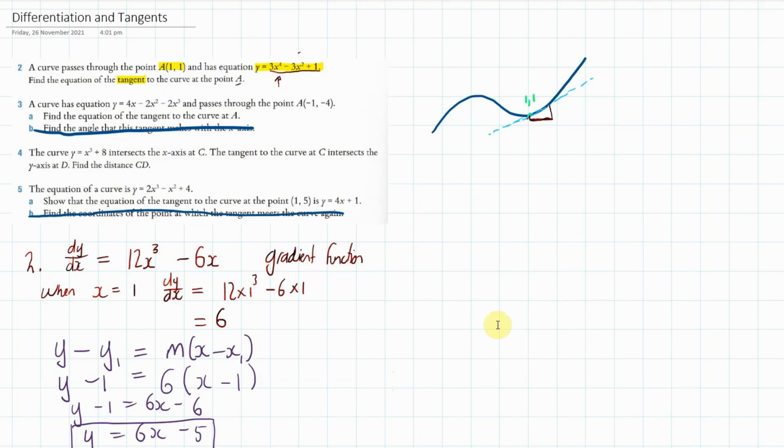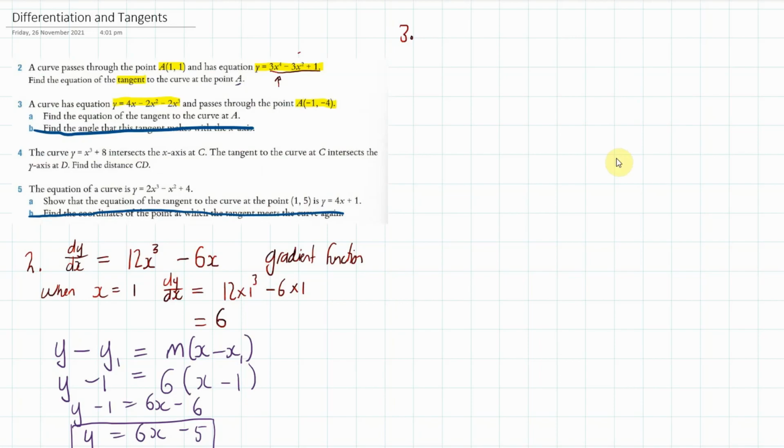Okay, well that's the first one. Let us try number 3. So what do we have with number 3? Well, again, we have a curve, and we know that it passes through a point, and we've got to find the equation of the tangent at that point. Okay, well, let's do that.